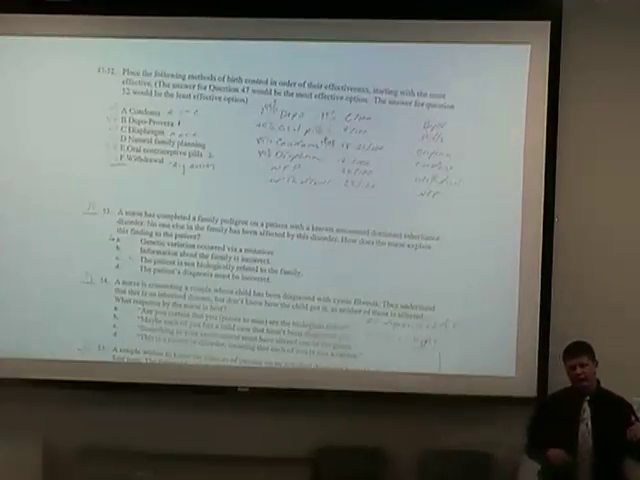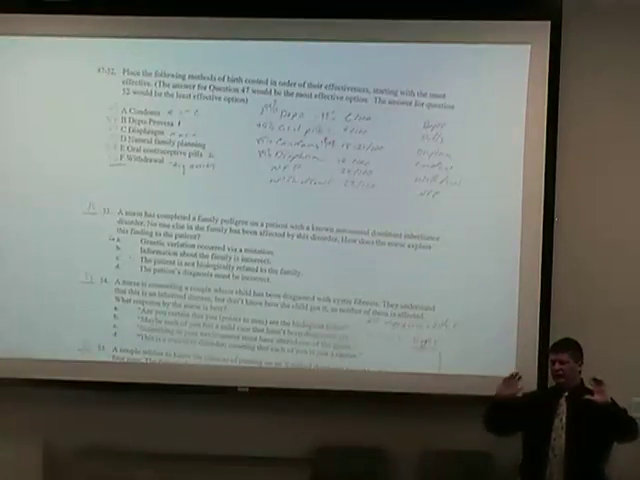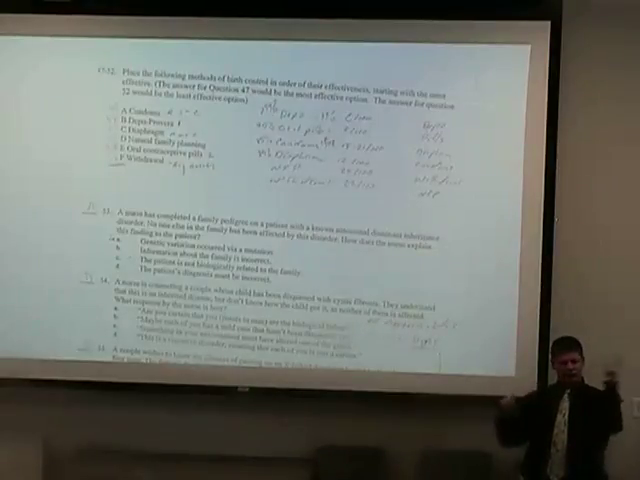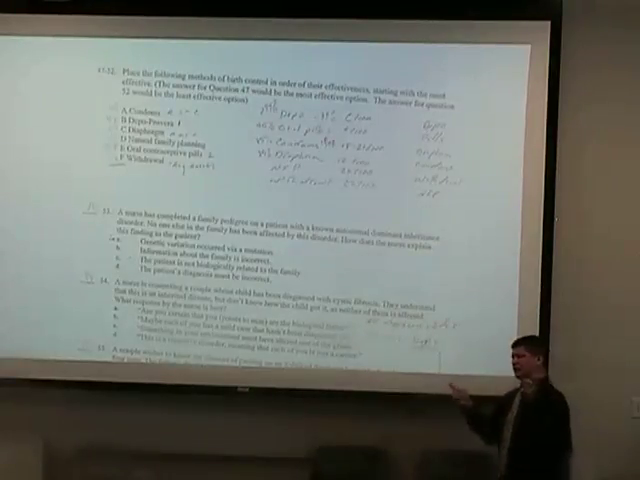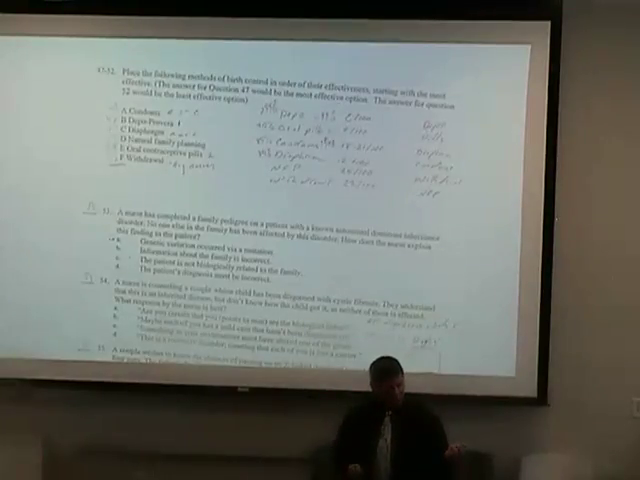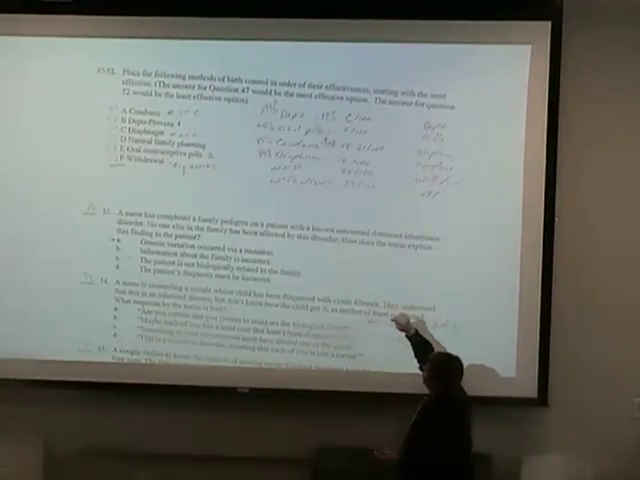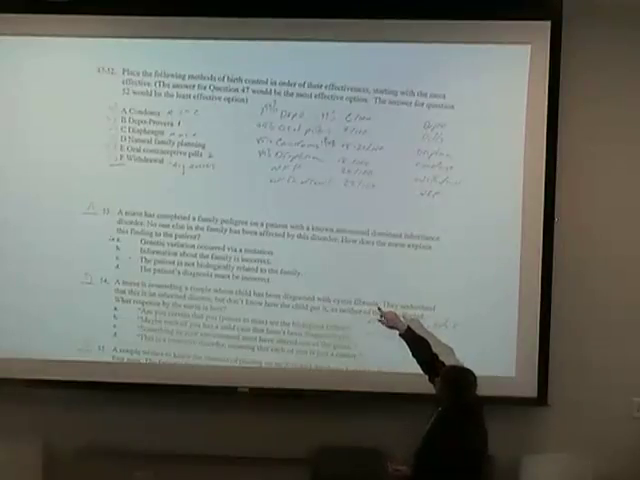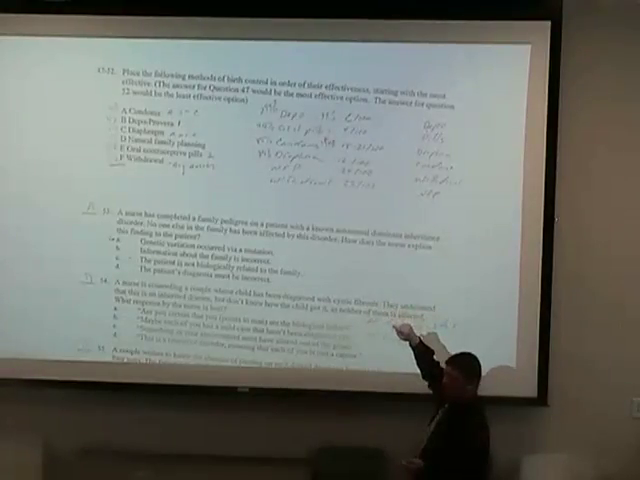Condoms and diaphragms are where the disagreement comes. Those are number 3 and 4, but either one is fine. If you put condoms first and diaphragms second, that's okay. If you put diaphragms first and condoms second, that's okay too. Because your 2 sources gave a different answer. Your book says that condoms are 85% effective, diaphragms are 84% effective.